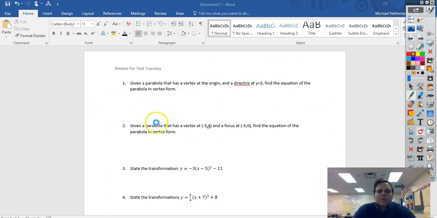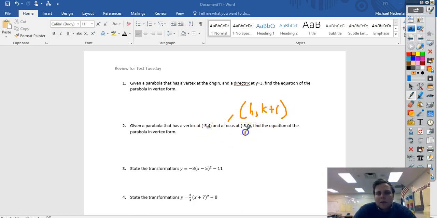All right, number 2. Given a parabola that has this vertex, so h is negative 5 and k is 4, and a focus at this, find the equation of the parabola in vertex form. The fact that we know the focus means, you should remember that a focus is the point (h, k plus c). Well, we already knew h, we knew that from the vertex, but it's always good to double check. We got negative 5, so that's good. We know our h is correct.